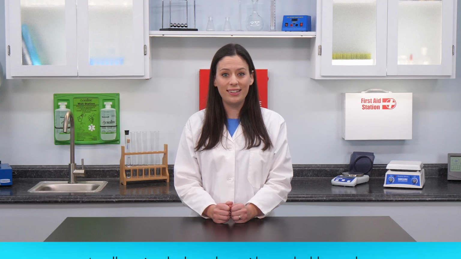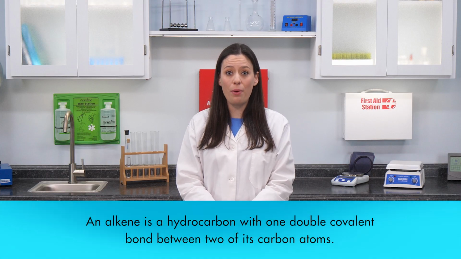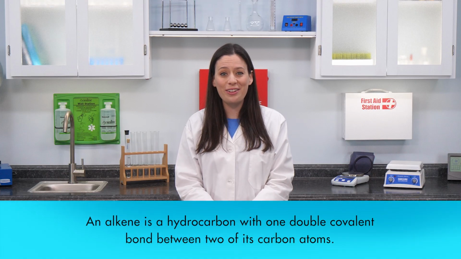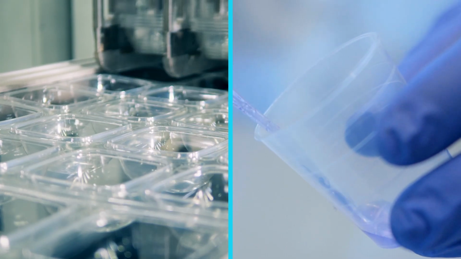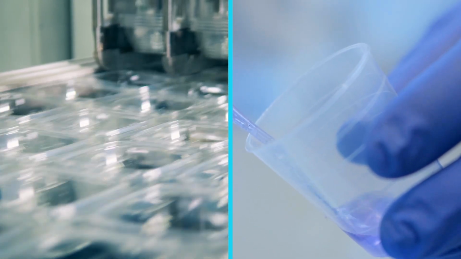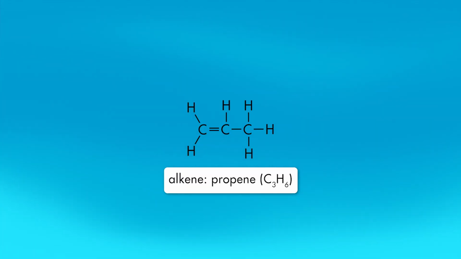The second class of hydrocarbons are alkenes. An alkene is a hydrocarbon with 1 double covalent bond between 2 of its carbon atoms. The other bonds are single bonds. Propene, which is a typical alkene, is a colorless gas used in the production of plastic containers and laboratory equipment. A molecule of propene has 3 carbon atoms, like propane, but only 6 hydrogen atoms.